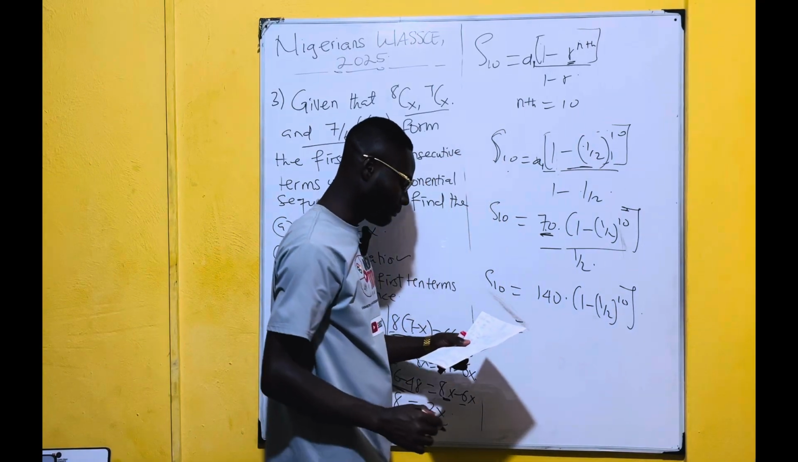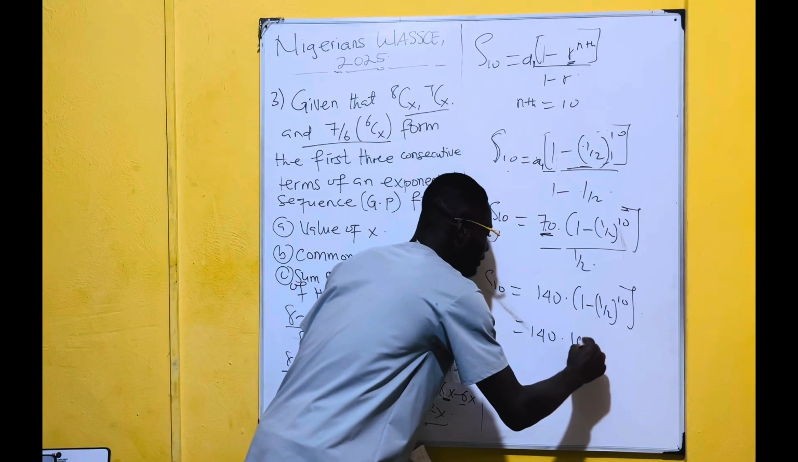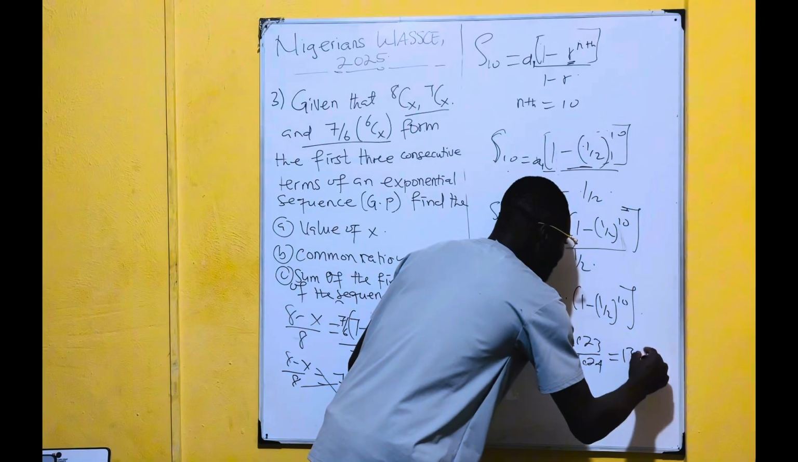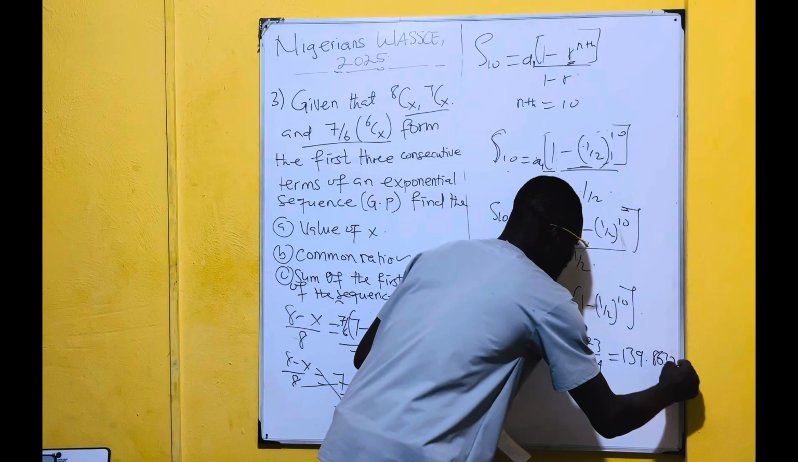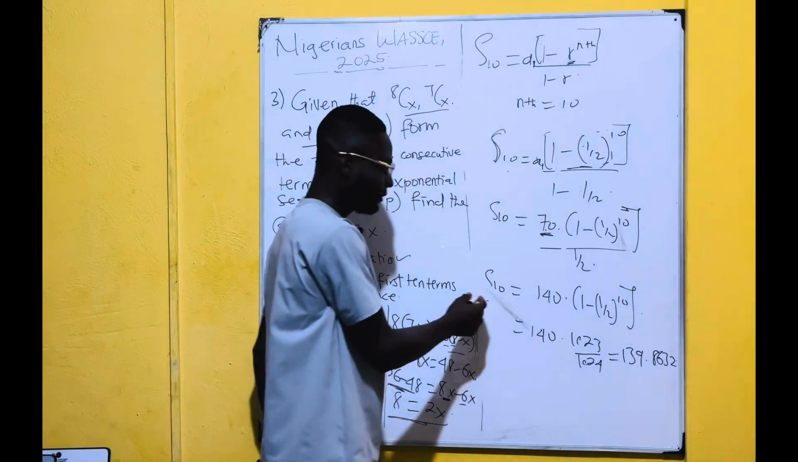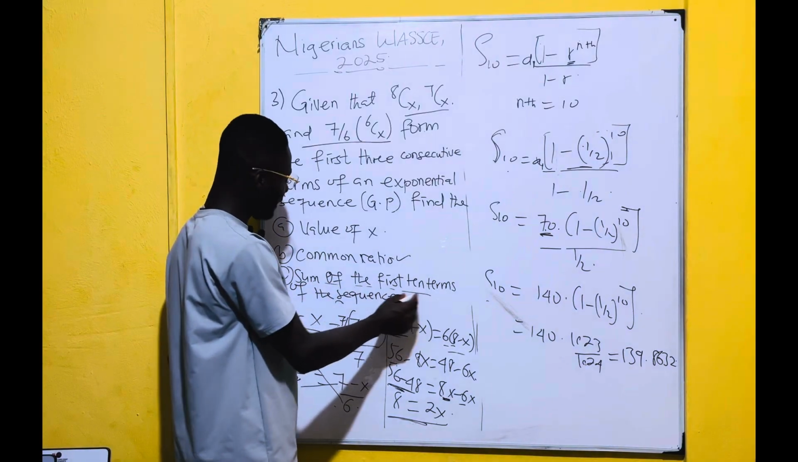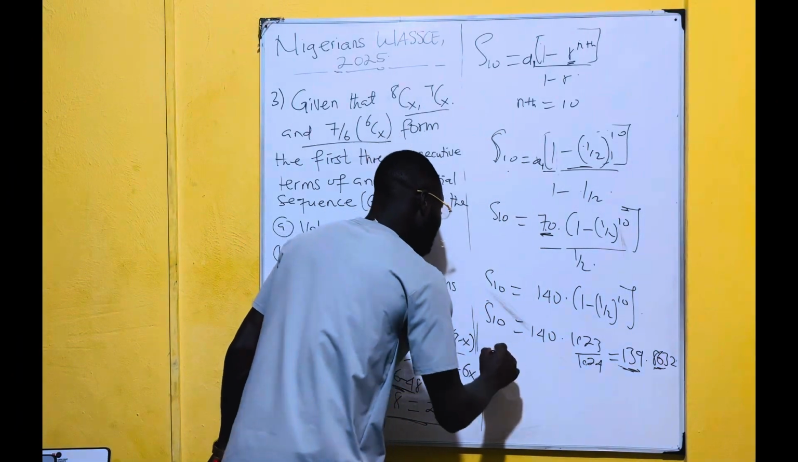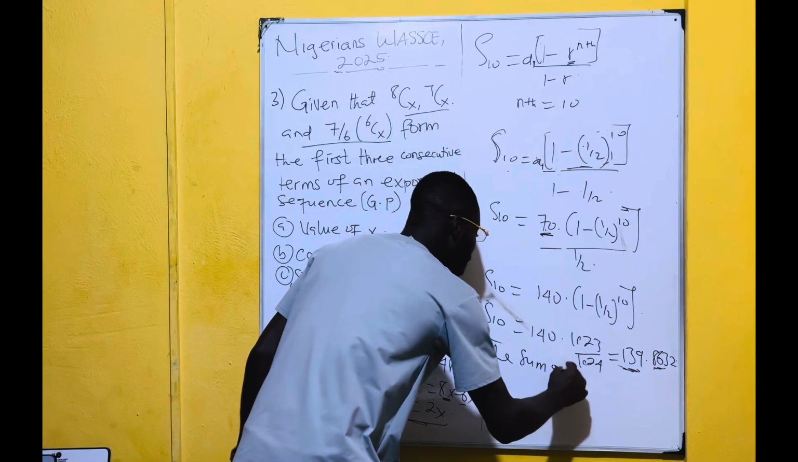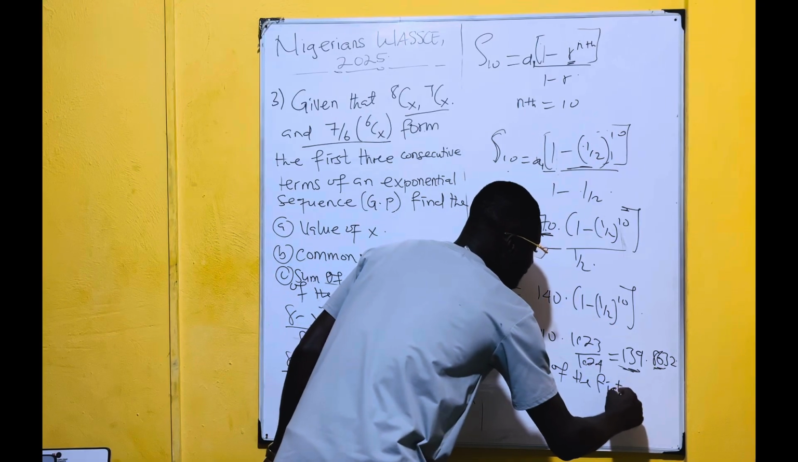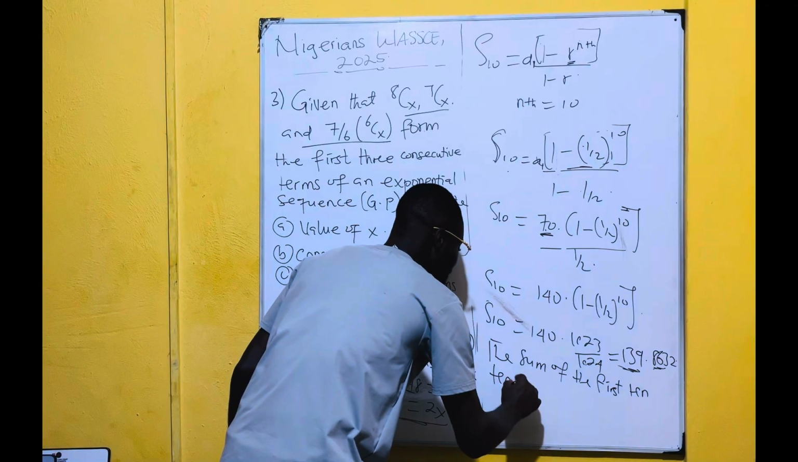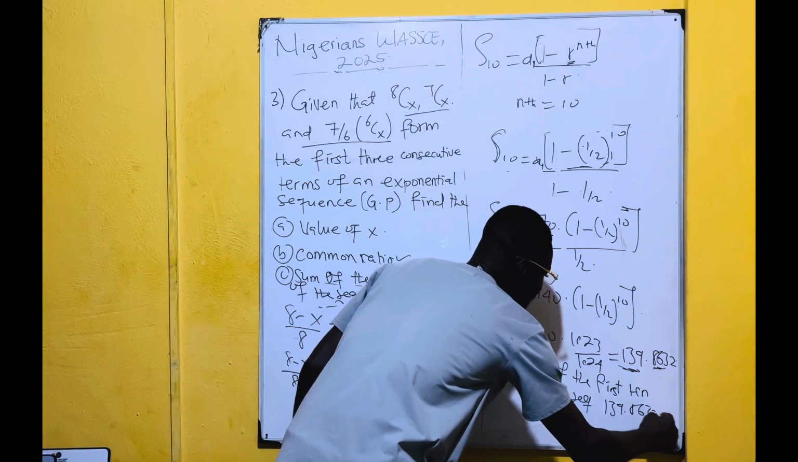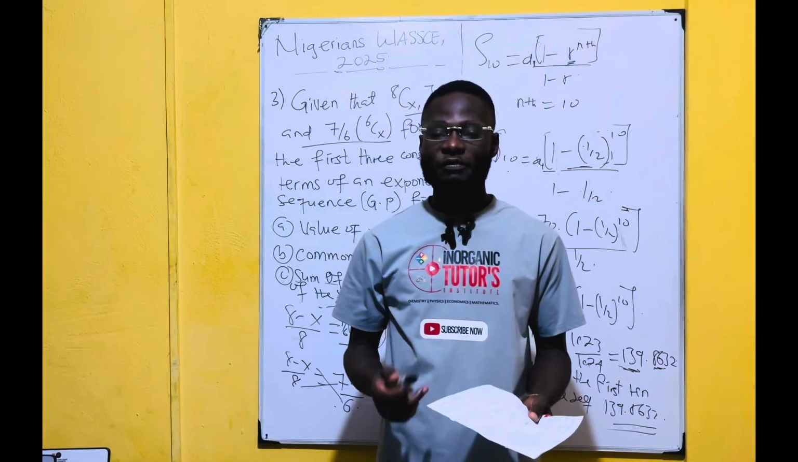So we have basically 140 times 1023 divided by 1024, and this is equal to 139.8632, right? So the sum of the first 10 terms of the sequence is 139.8632. Right, so that is it for question number 3.